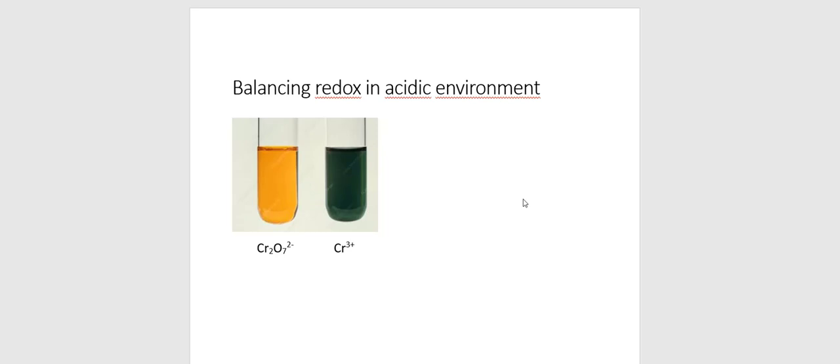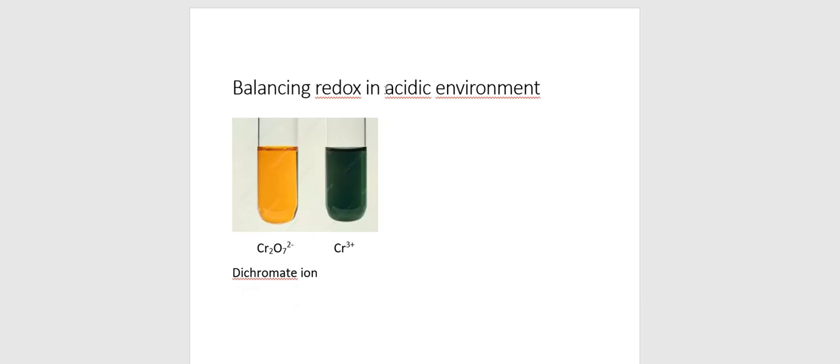So this is a recording which shows you how to balance a redox reaction in acidic environment, and this is a little bit of a particular case, but about the compounds. We have a compound called the dichromate ion, and it has a color which is yellow orange.